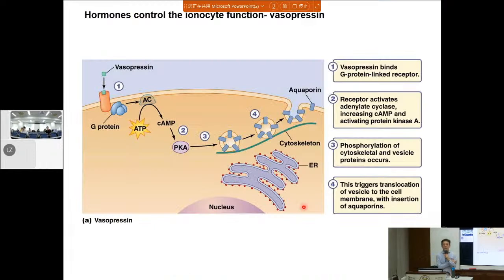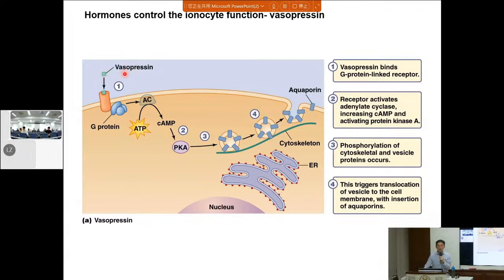Okay, the final part I want to explain is how the ionocyte function is regulated. The answer is hormones. The most famous hormone is vasopressin. Vasopressin is a peptide hormone, very similar to its good friend oxytocin. The vasopressin receptor is a G protein-coupled receptor.